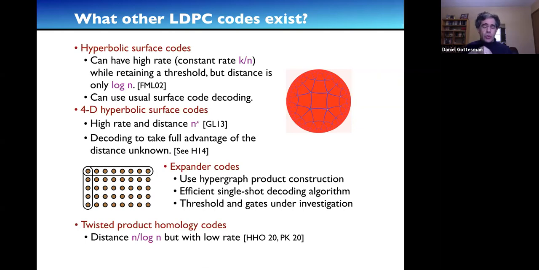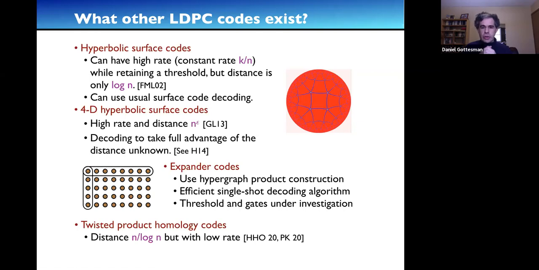But in practice, we don't have decoding algorithms that can take full advantage of that distance. There's an algorithm by Matt Hastings that does decode these hyperbolic surface codes, but it gives only a logical error rate that's 1 over polynomial in n, just like the 2-dimensional surface code. So that's not a great candidate at the moment, but if somebody comes up with better decoding algorithms, that might be interesting again. Then one family of codes, which I'm going to talk about some more, is called expander codes. And these have turned out to be very promising.